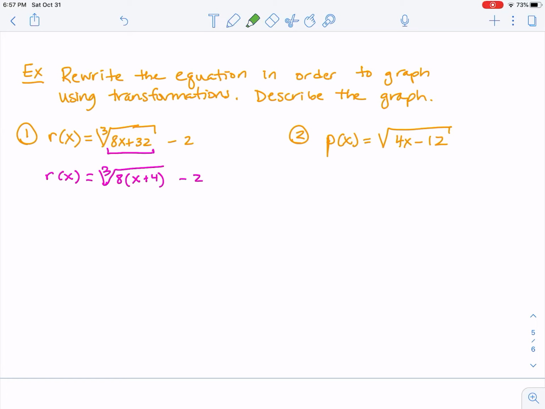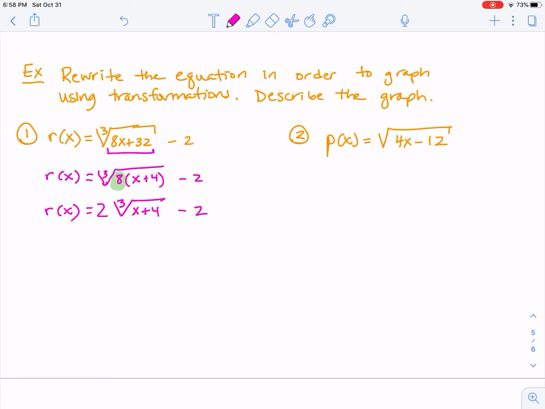Now, the 8 here is a perfect cube. When you take the perfect cube, it goes to the outside. So, cubed root of 8, well, that is 2. So that's going to be 2 cubed root of x plus 4, minus 2. Okay, so that is my r of x. 2 cubed root of x plus 4, minus 2.